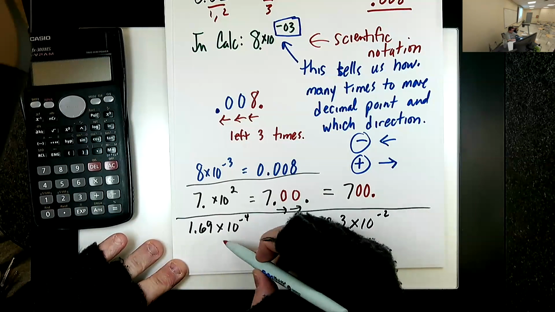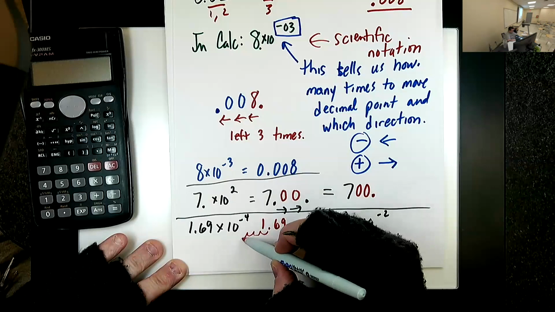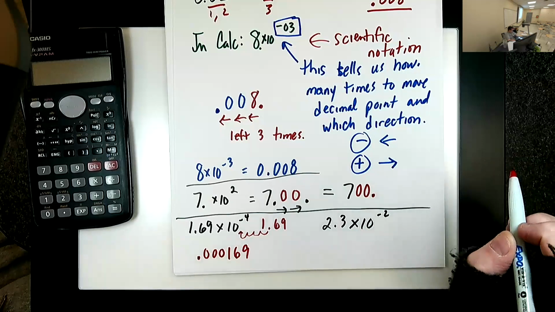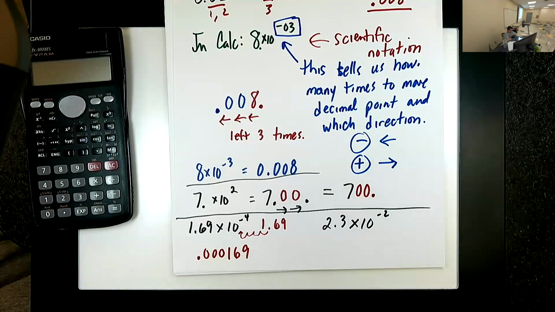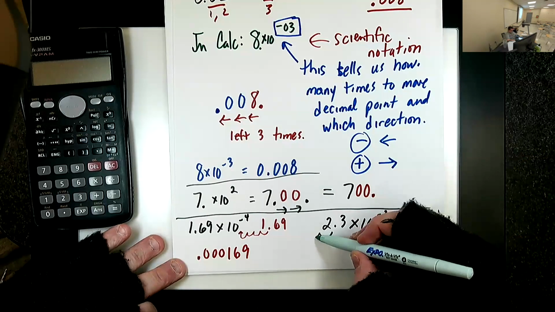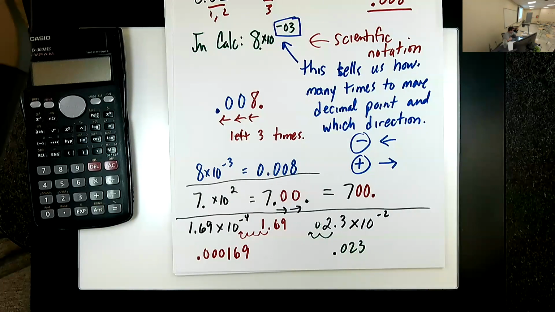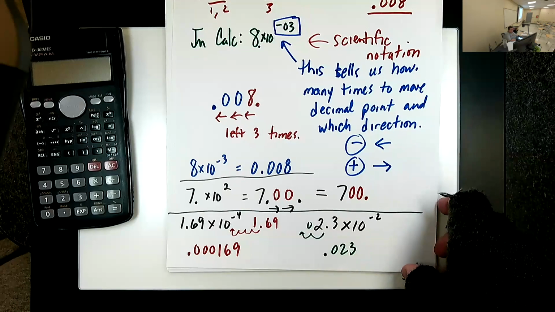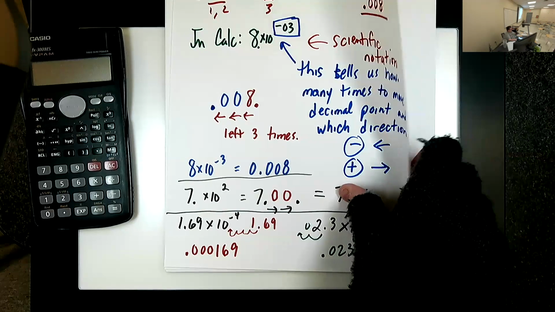This says move the decimal left 4 times. So I've got the 1.69, I go 1, 2, 3, 4. I need to add in 3 zeros there. And I have 0.000169. Here it says -2, which means I need to move it left twice and put in a 0, and I get 0.023. Everyone good? Okay.